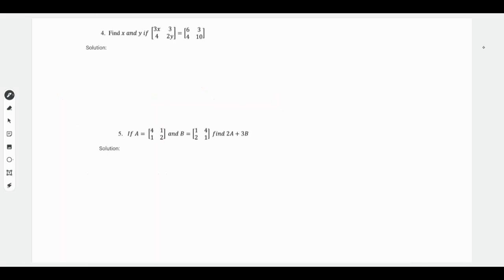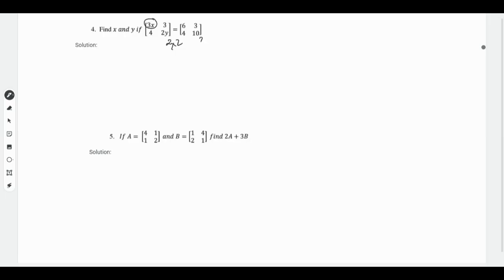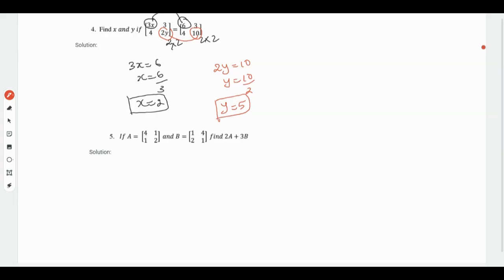Then moving with the next question, find the value of x and y. So it is an equal matrix because it is 2 by 2 and 2 by 2. The order is same for both the matrix. So we can compare the first element with first element. We get 3x is equals to 6, x will be 6 by 3, so x will be 2. Then we can compare the fourth element with the fourth one. We have 2y equals 10, so y will be 10 by 2, so y is equals to 5. If it is an equal matrix, we can find the solution by comparing the position of the elements in both the matrix.